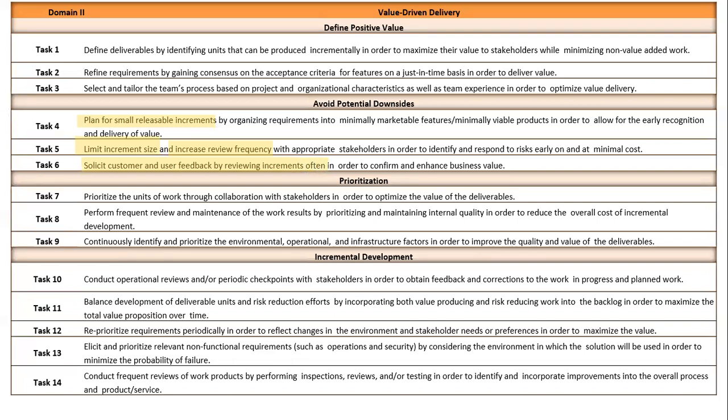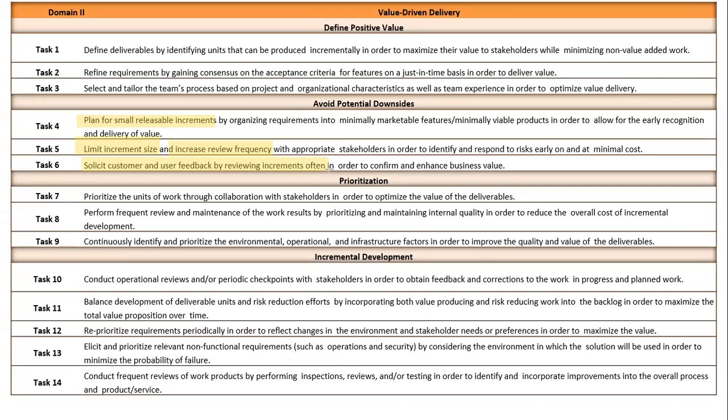Taking a look at these three, you can see they almost are repeats. And the reason is they are a common theme. The common theme in the world of Agile is small releases, frequent feedback, customer feedback. You want to get this in front of the customer as quickly as possible so that you can receive feedback. That is the second piece in this value-driven delivery domain.